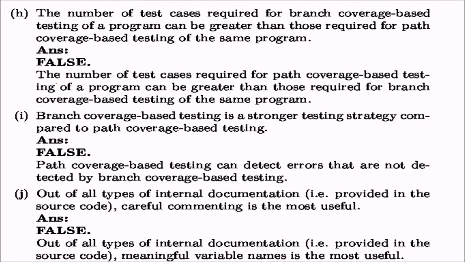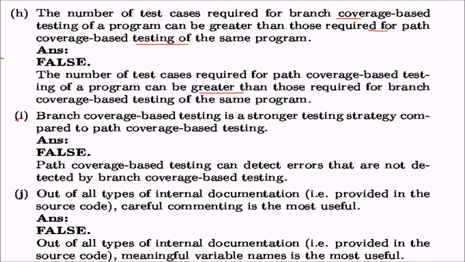The question H, or true false H, that is the number of test cases required for branch coverage based testing of a program can be greater than those required for path coverage based testing of the same program. And this is false, because the number of test cases required for path coverage testing of a program can be greater than those required for branch coverage based testing of the same program.